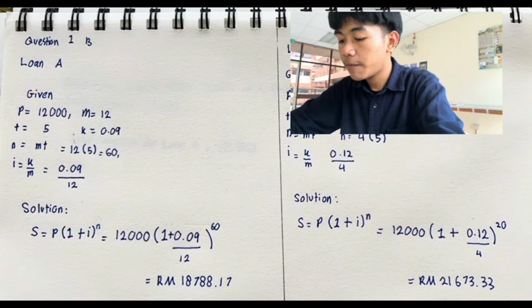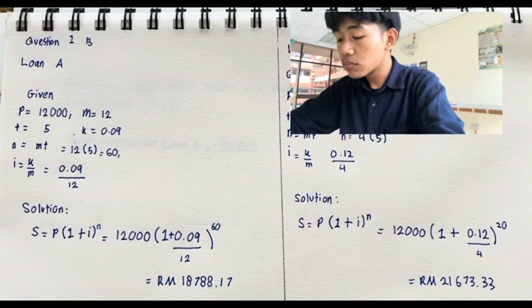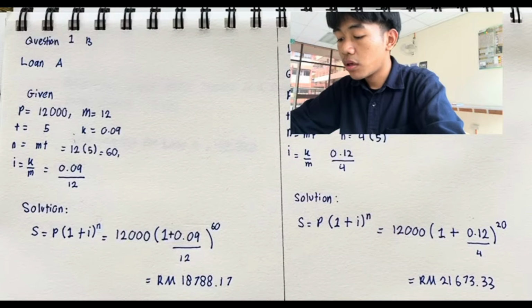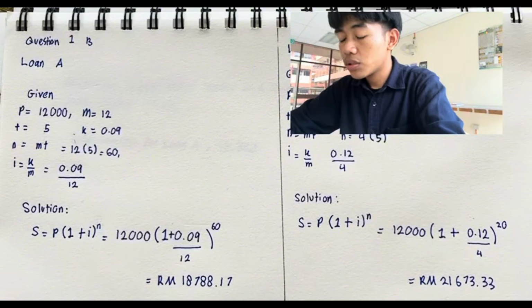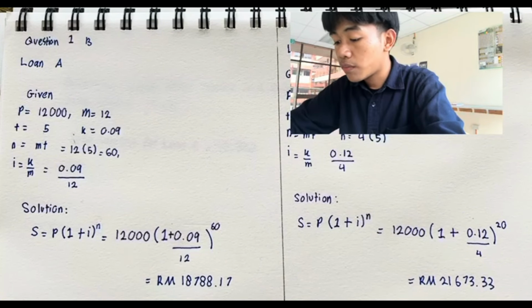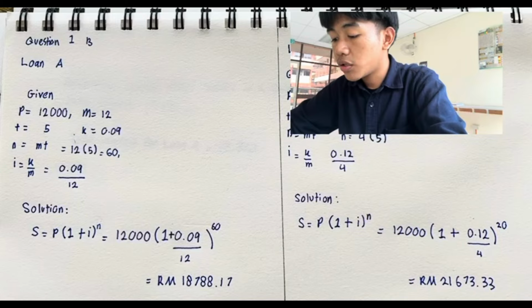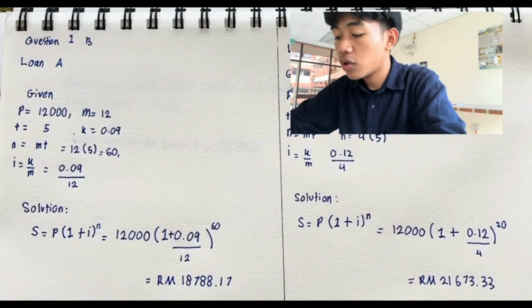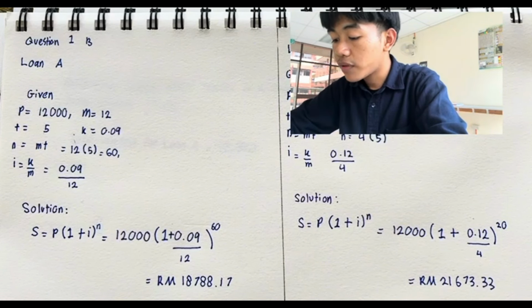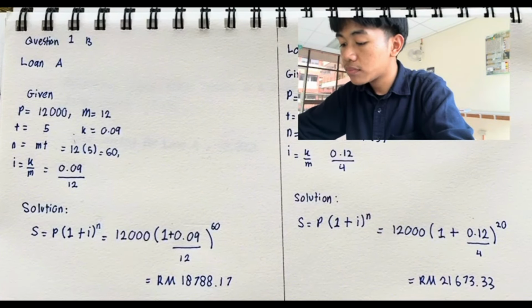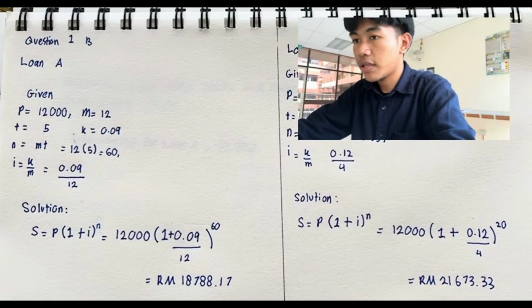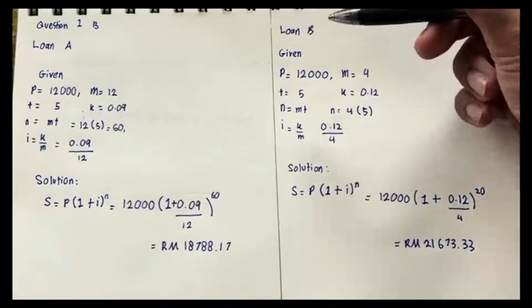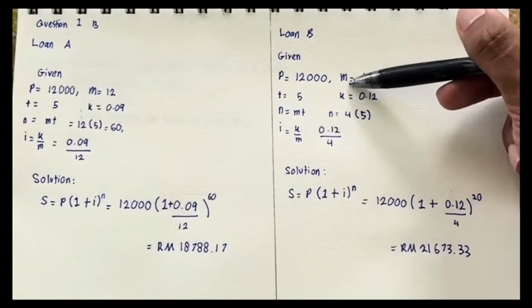To get the interest per period, i equal to 0.09 per 12. Now we substitute everything into the formula. S equal to 12,000 (1 + 0.09/12)^60. After calculating, the total amount for loan A is RM18,718.70.